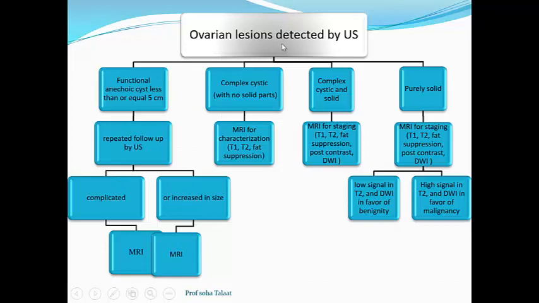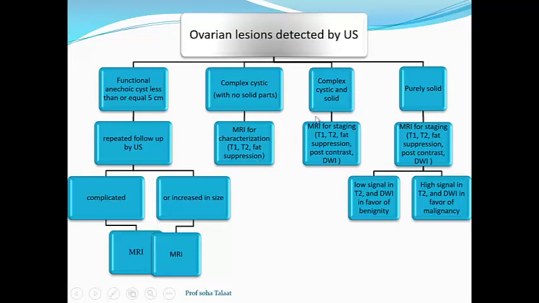In ovarian lesions detected by ultrasound, if they are complex cystic with no solid parts, then we need Doppler, very important, no vascularity on Doppler. Then we need MRI for characterization, T1, T2, and fat suppression.